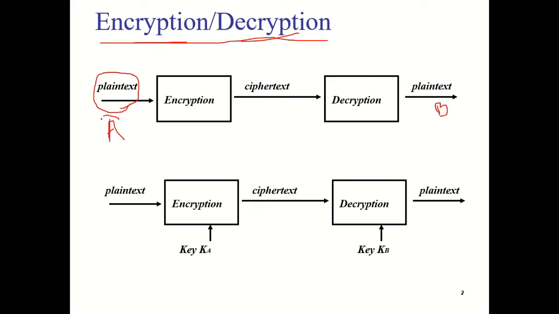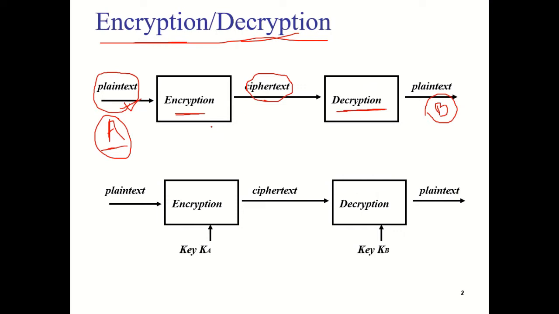At the sender we have this plain text initially, and this plain text with the help of some encryption technique will be converted to the ciphertext, and then it will be sent to the receiver, wherein this encrypted message will be decrypted so that the receiver B receives the original message which A has sent. So this is encryption and decryption.